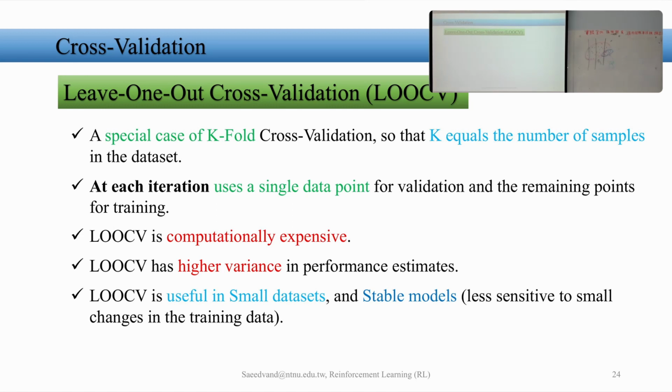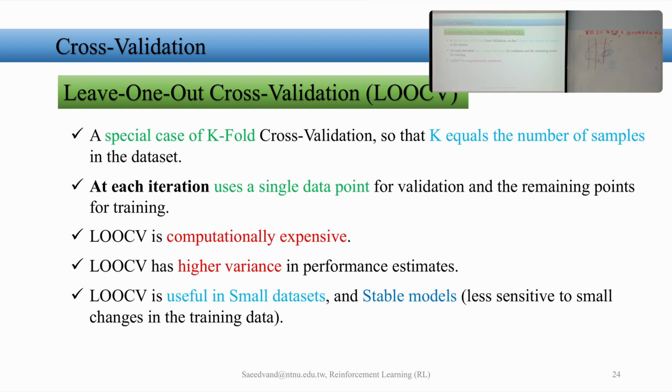The third technique is leave-one-out cross-validation. It is a specific case of k-fold cross-validation, where k equals the number of samples. We say each fold is equal to one sample, like we divide into k, a very big number. Then at each iteration, we use a single data point for validation and the remaining points for training.